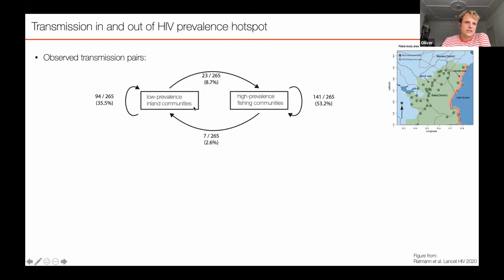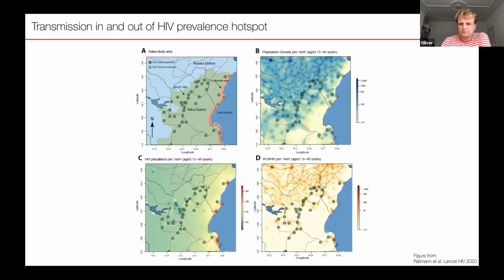So what we found is that there were 94 within low prevalence inland communities and 141 within the high prevalence fishing communities, and 23 went from the low prevalence inland communities to the high prevalence fishing communities, and much fewer the other way around. So that was, I talked about this before, this came as a surprise. But today I want to focus on the issue of sampling biases in a bit more detail.